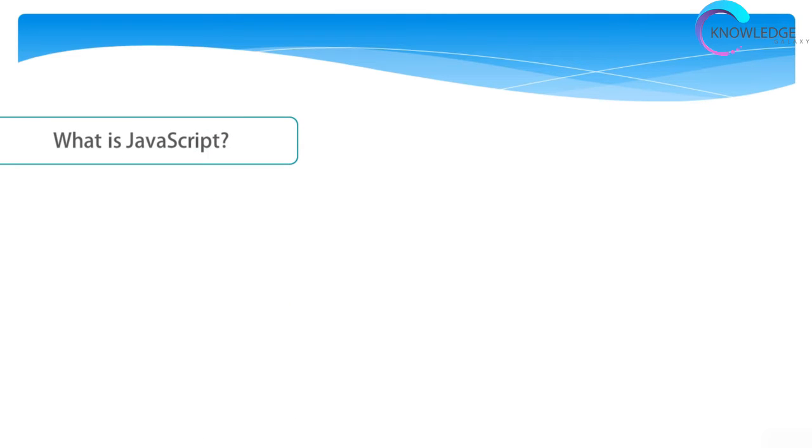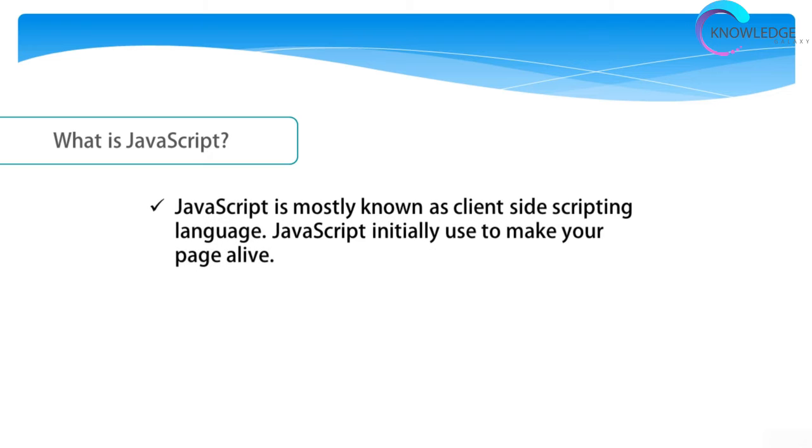If I want to simply describe JavaScript, then I will say JavaScript is a client-side scripting language that executes on your browser. JavaScript is essentially used to make your page alive. Using JavaScript, you can capture events, create animations, validate user input, and much more.